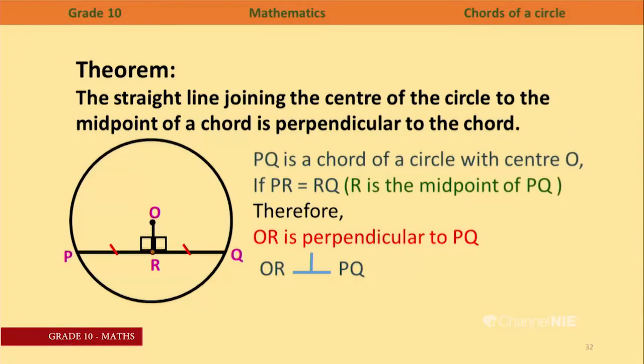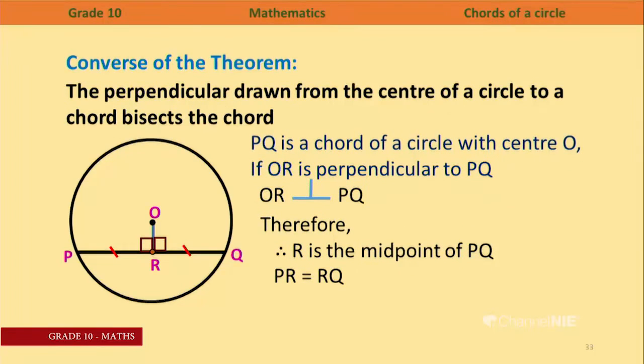So using a diagram also we can understand that. PQ is a chord of the circle with the center O. If PR equals QR, therefore we can say OR is perpendicular to PQ. And the converse of the theorem I can also show using a diagram. What's that? PQ is the chord of the circle with the center O. If OR is drawn perpendicular to PQ, therefore we can say R is the midpoint of the chord PQ. Then PR is equal to RQ.